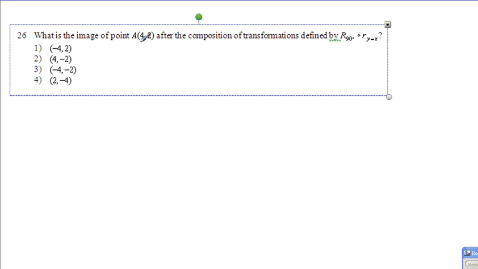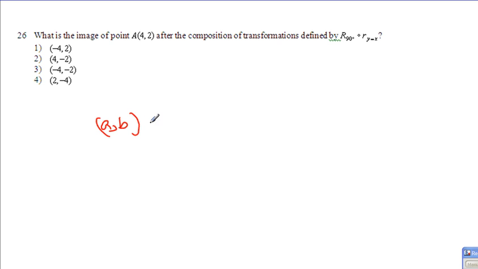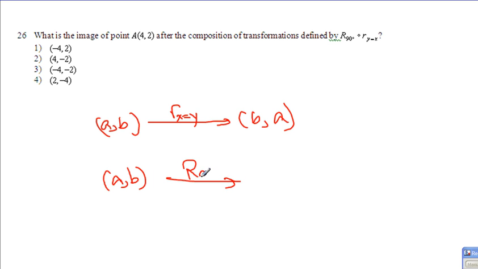Now, we have this point. Composition. We can actually do this one at a time on the graph paper. But here, you have to remember the rule: if we have a comma b, and then go through the reflection over y equals x, we will simply have to switch these two, b comma a. On the other hand, a comma b going through the rotation of 90 degrees means we have to switch them, b comma a, positive a, and then negation.